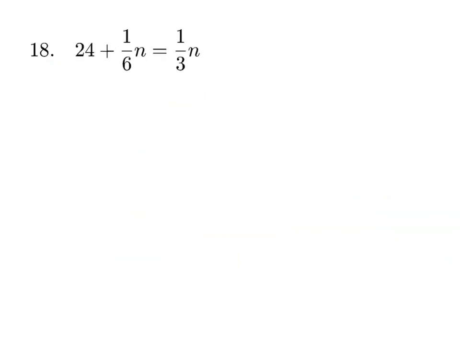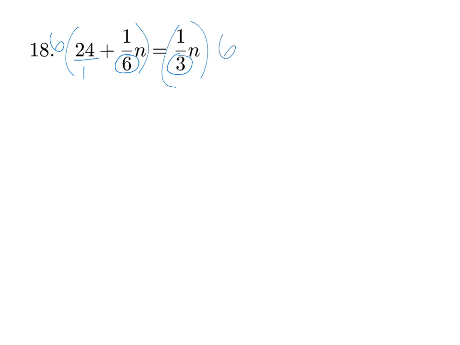All right, for this equation, we need to multiply by a number that will get rid of all of the fractions. Let's look at all the denominators. The largest is 6. Do the other denominators go into 6? Yes, they do. So then you just simply multiply by 6 on both sides.